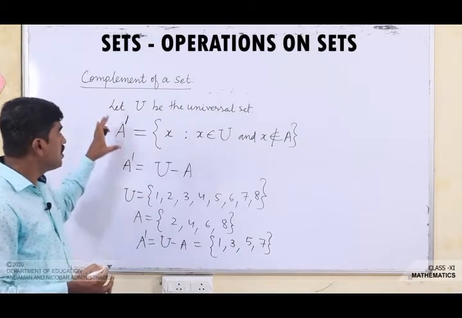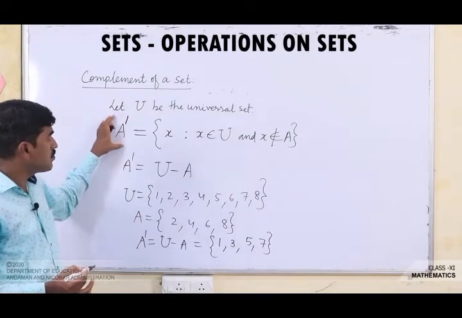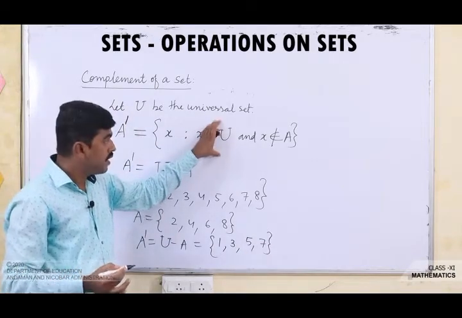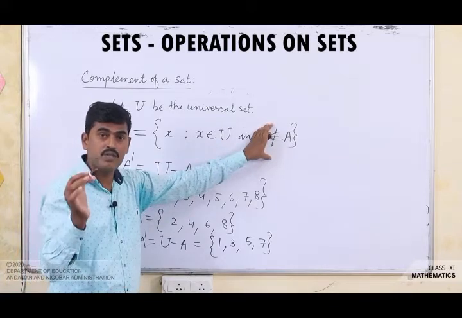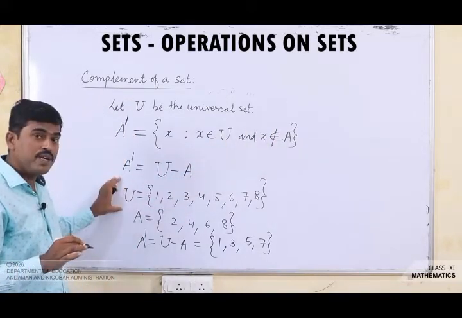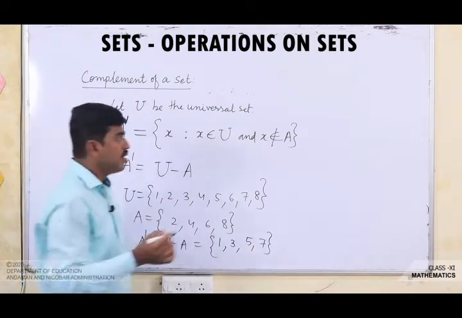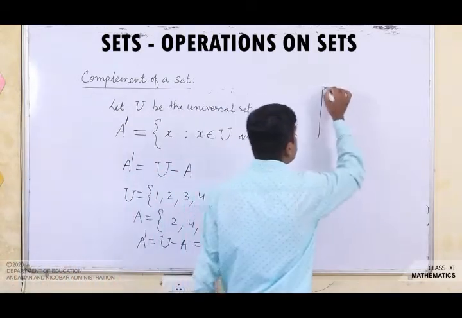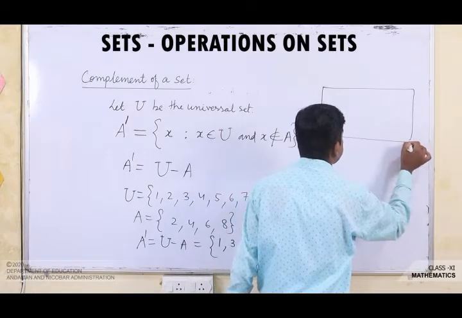So what is complement? The set of all those elements which belong to U and do not belong to A. So to write the complement of a set, we need the universal set. Okay. Now let's see the Venn diagram for complement.